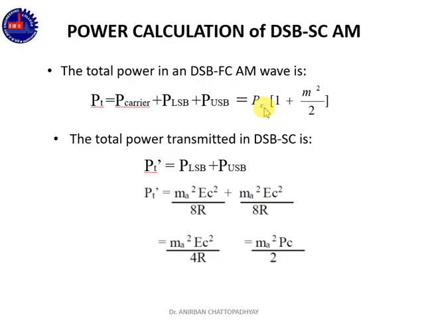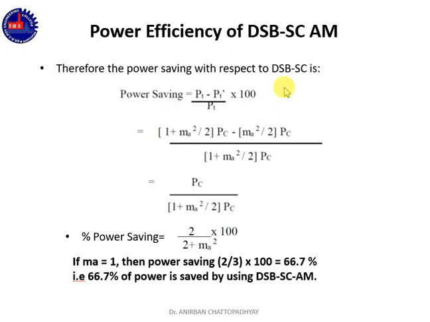Now we intend to determine the efficiency. So efficiency is nothing but how much power we save for the DSBSC signal. So that is nothing but the total power minus PT dash, that is the DSBSC power, divided by the total power.